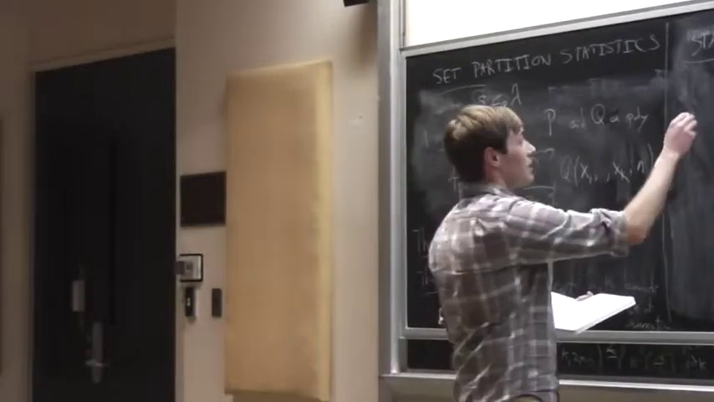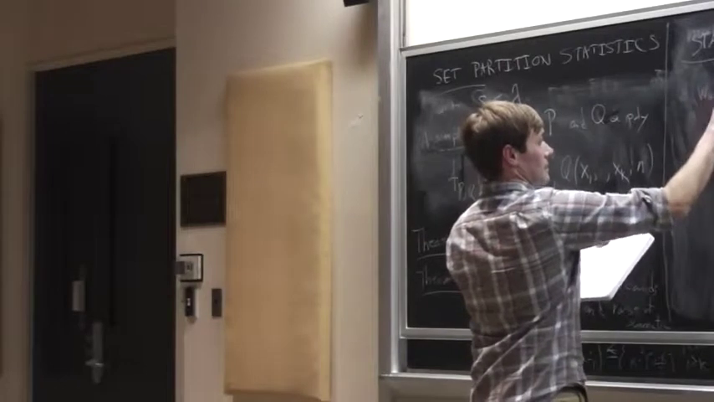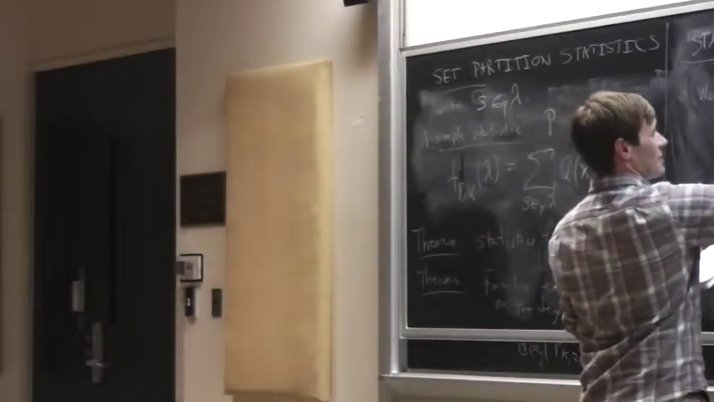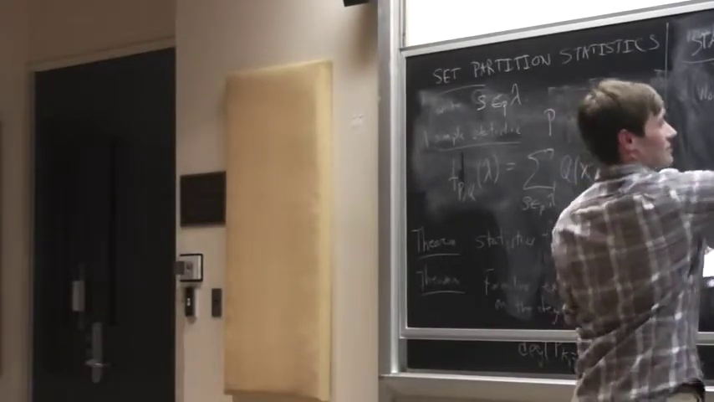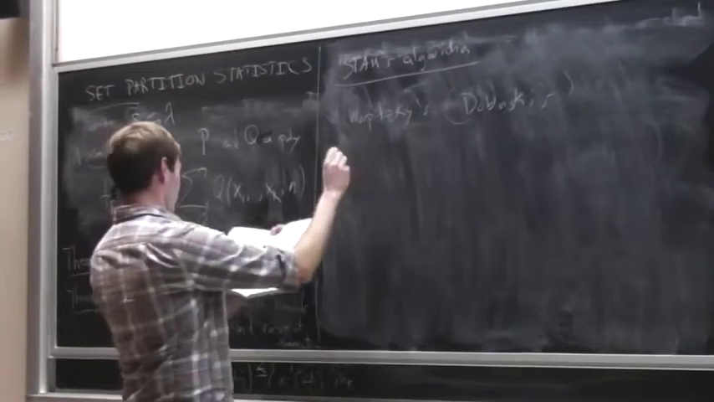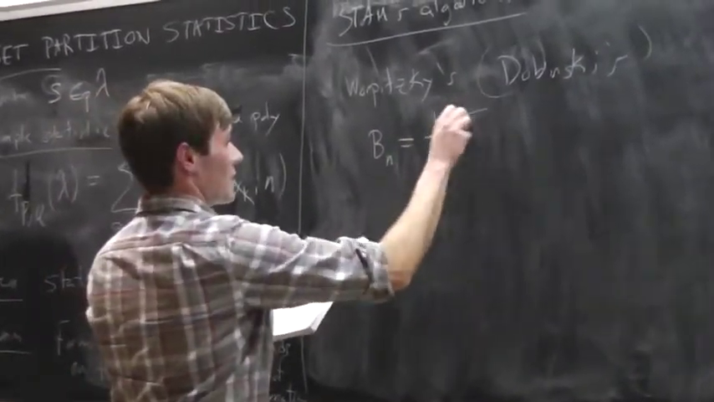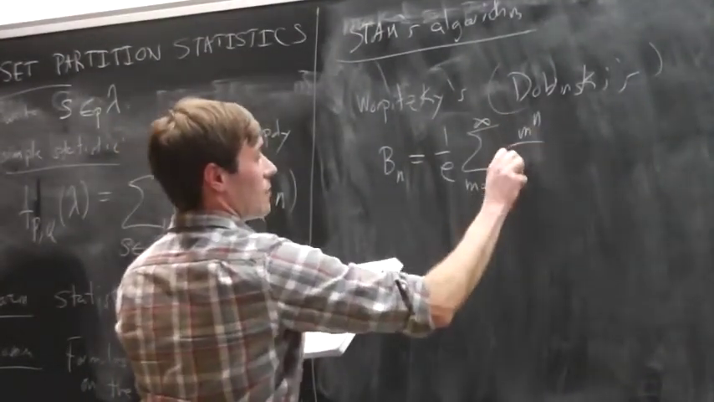The starting point for it is an identity, and I'm not sure whose it is. Rhoades, or maybe Levinsky. I don't know. Maybe both. But here's the identity: the nth Bell number is 1 over e times the sum from m equals 1 to infinity of m to the n over m factorial.